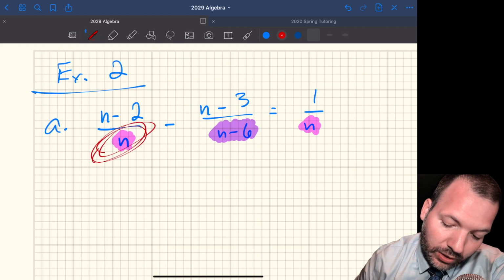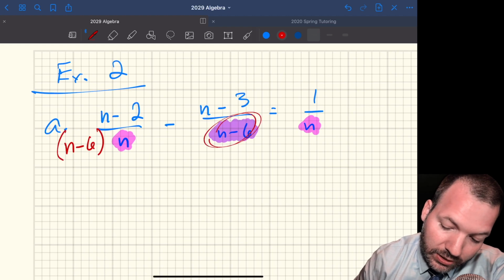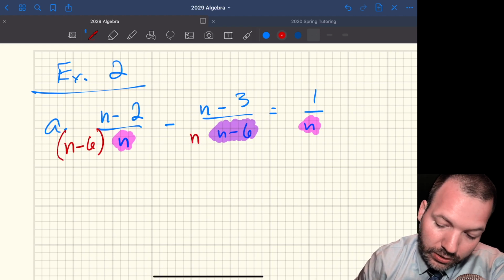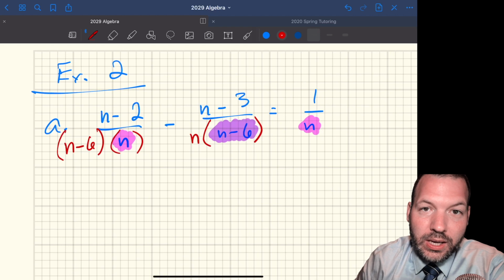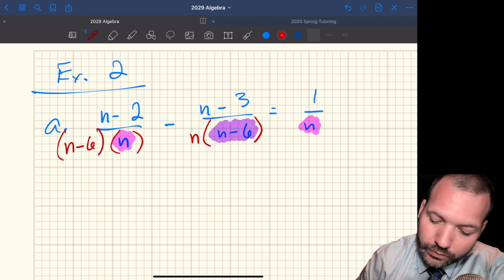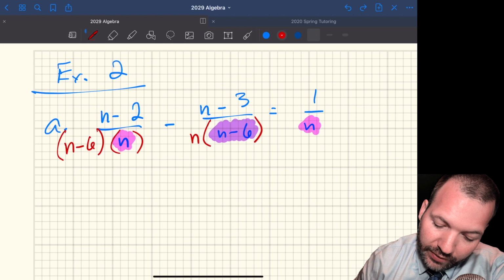In other words, as I look at this n, what is it missing? Well, it's missing the n minus 6. As I look at this n minus 6, what is it missing? Well, it's missing the n by itself. Remember, these are different factors. We can't just add or subtract to come up with common denominators. We have to multiply. That's why it's called a least common multiple, right? And then n, same thing we did over here on the left. We're going to multiply by n minus 6.